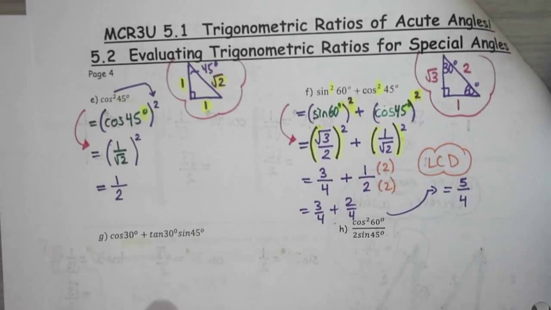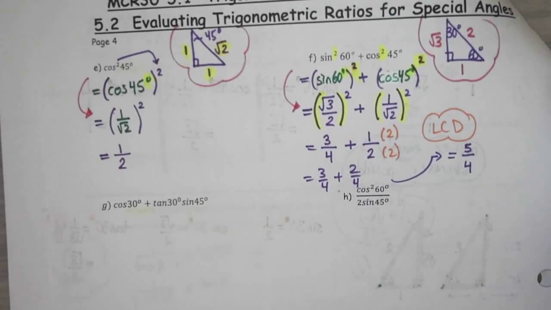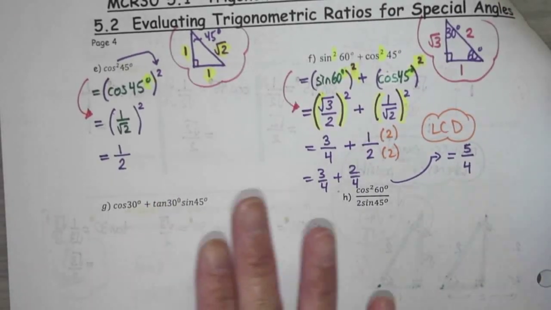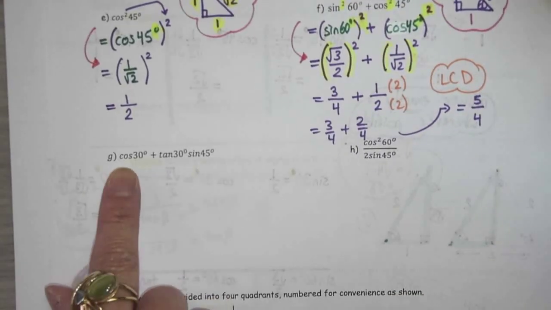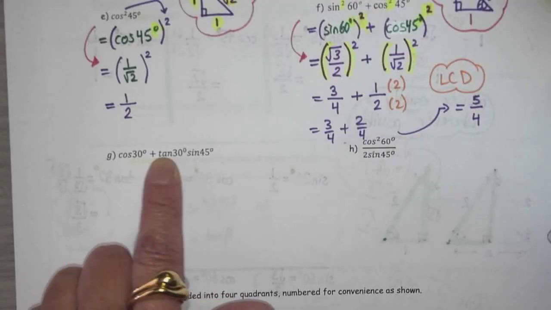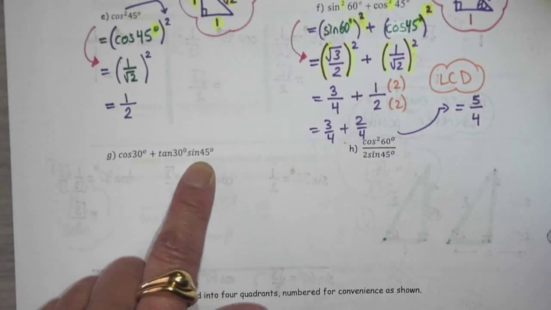Keep going with this one, so we're going to do G now. So this should be much easier now. And all I'm doing is different order of operations. So I'm just making the question bigger. So here I have cos 30 plus tan 30 sine 45.